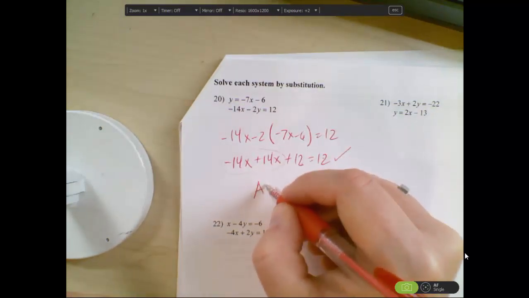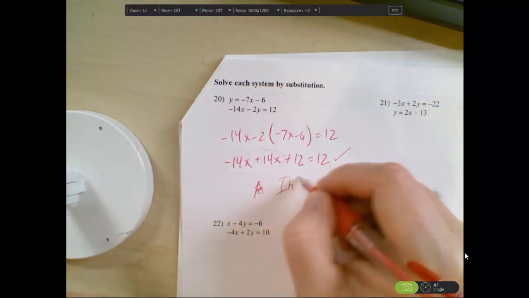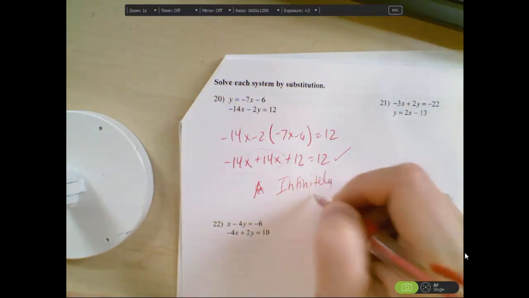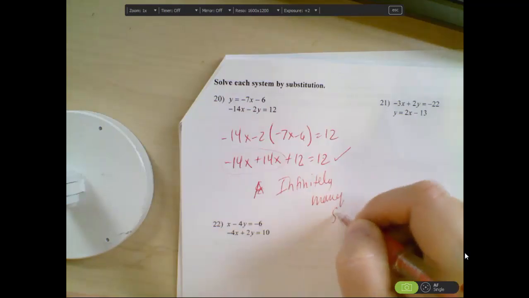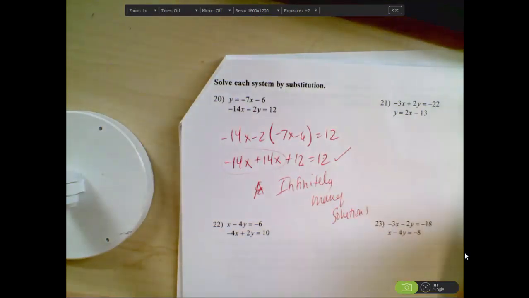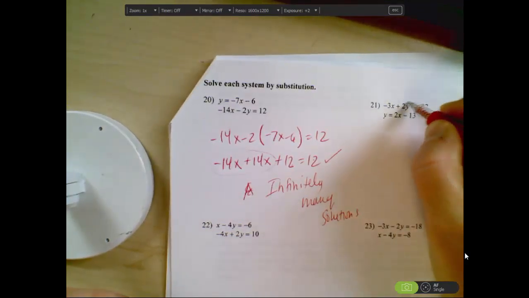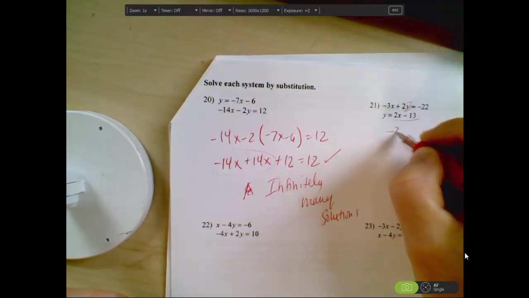So this is all infinitely many solutions. Over here, I'm going to take out y and put in 2x minus 13.